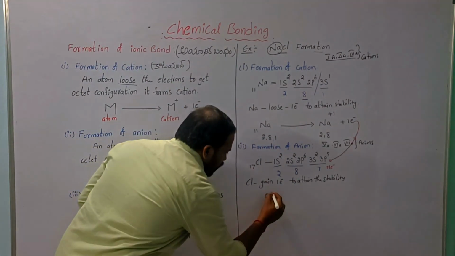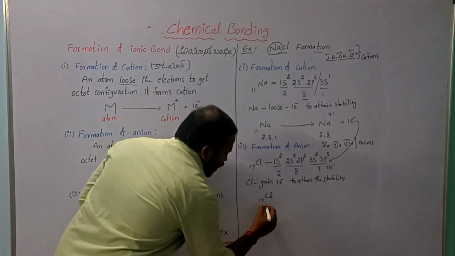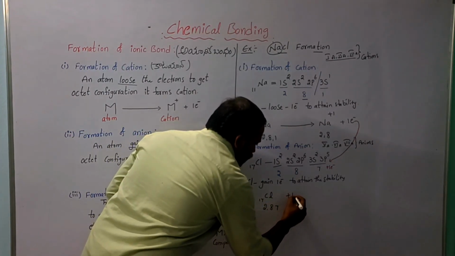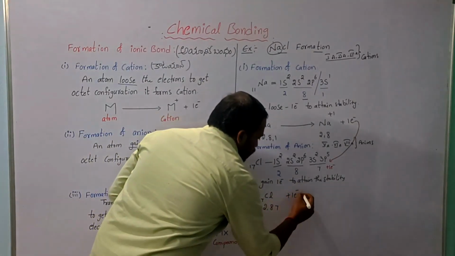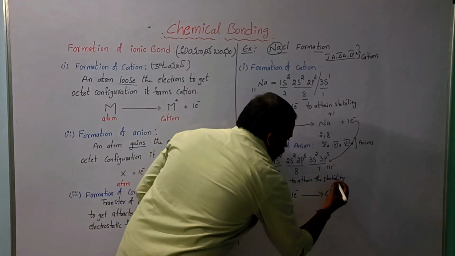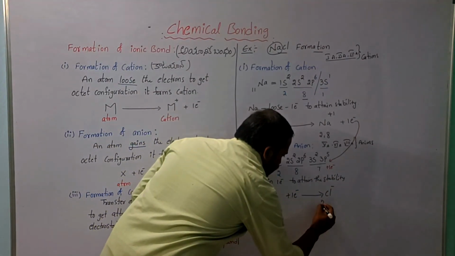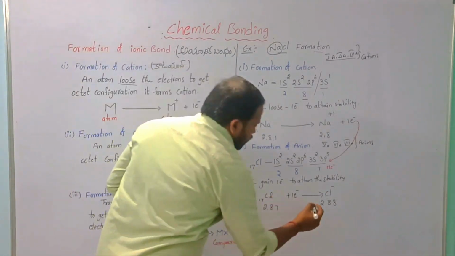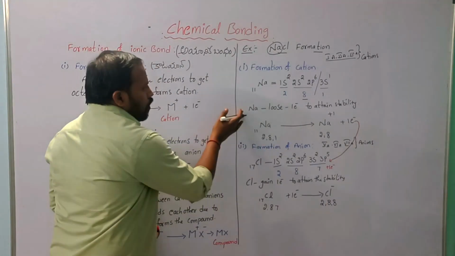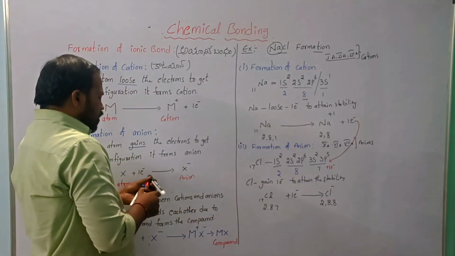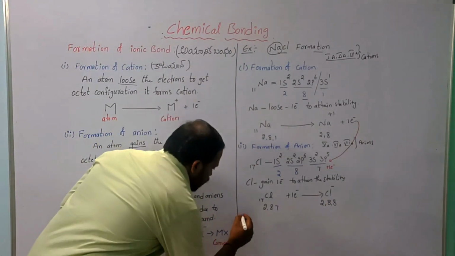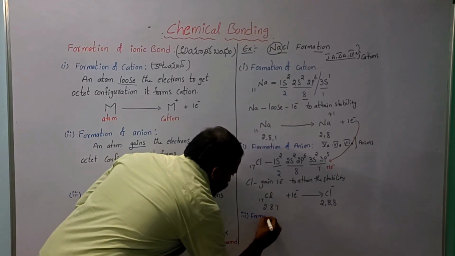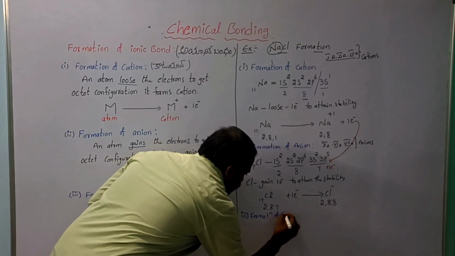So how can we represent this? Chlorine 2, 8, 7. So it is getting one electron, plus one electron, then it forms Cl minus, with configuration 2, 8, 8. Then the cation is formed, the anion is formed. So what is the third step here? Formation of the compound.